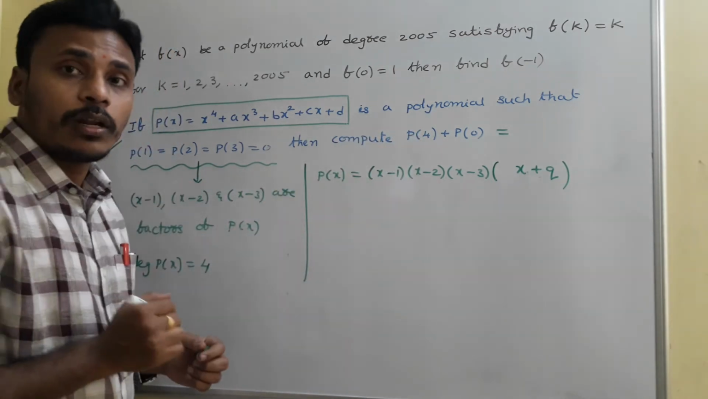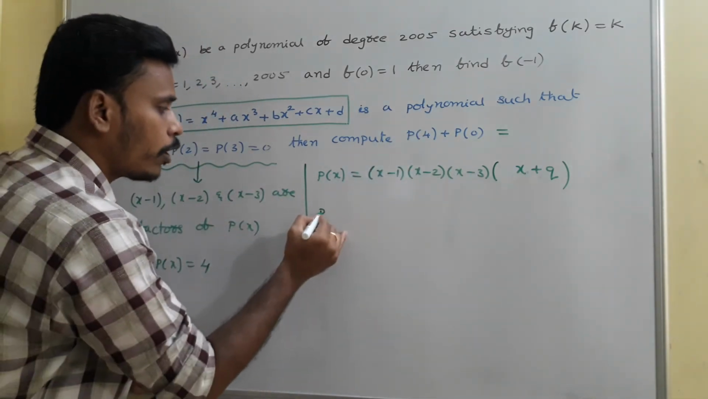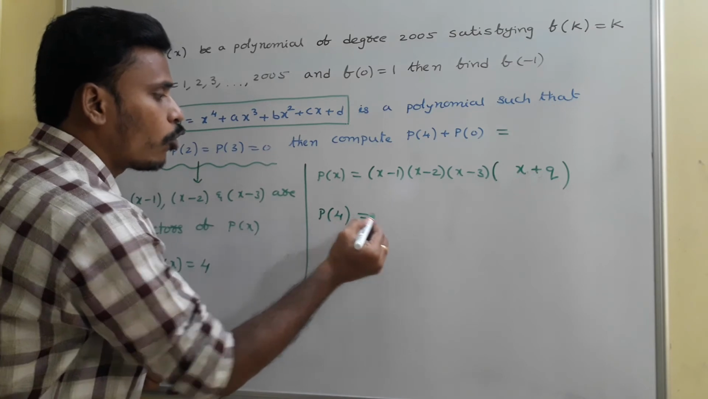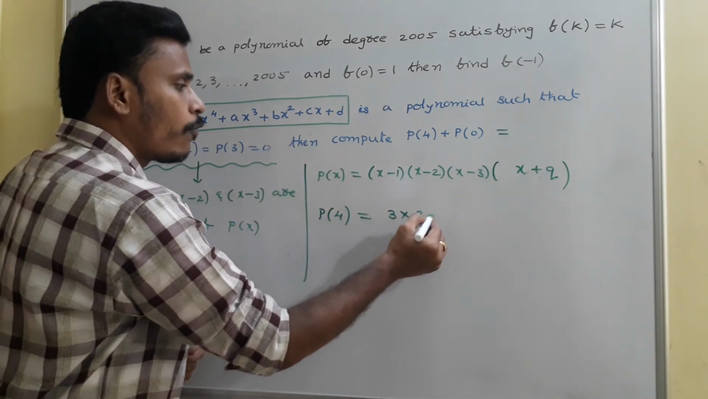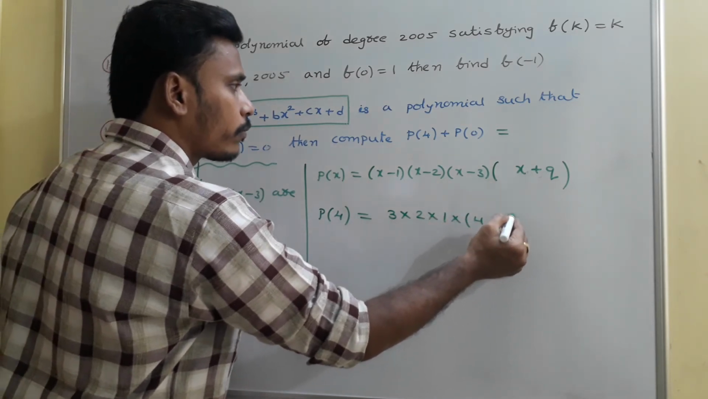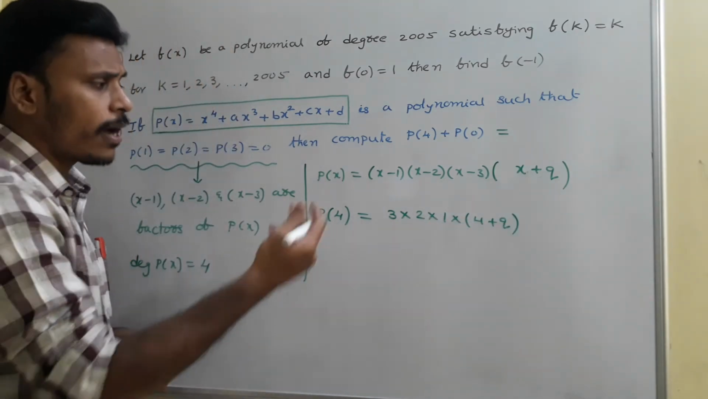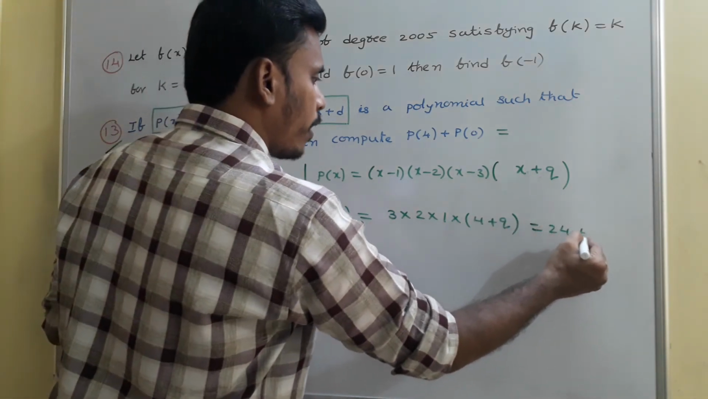What we need to calculate? P of 4 plus P of 0, then do directly. So P of x is that, P of 4. Replace x with 4. 4 minus 1, 4 minus 2, 4 minus 3, 4 plus q. You just multiply. 3 2s is 6, 6 fours, 24 plus 6q.